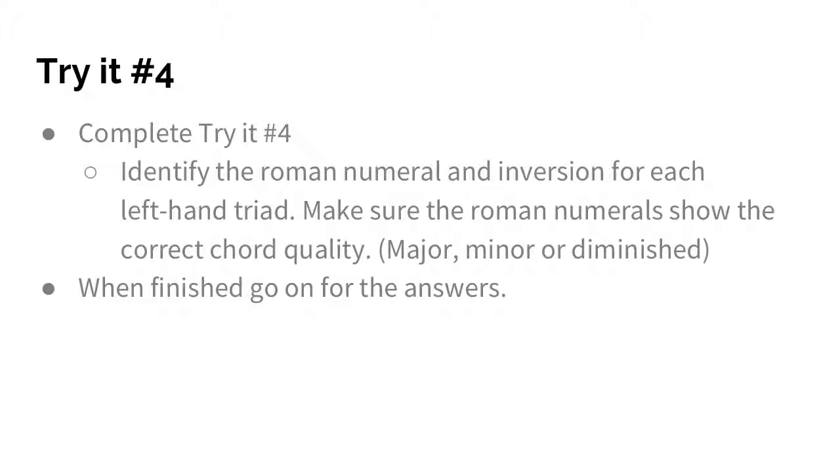All right, so in triad number 4, you're going to identify the Roman numeral and the inversion for each left-hand triad. Make sure the Roman numerals show the correct chord quality: major, minor, diminished. When you're finished, go on for the answers.